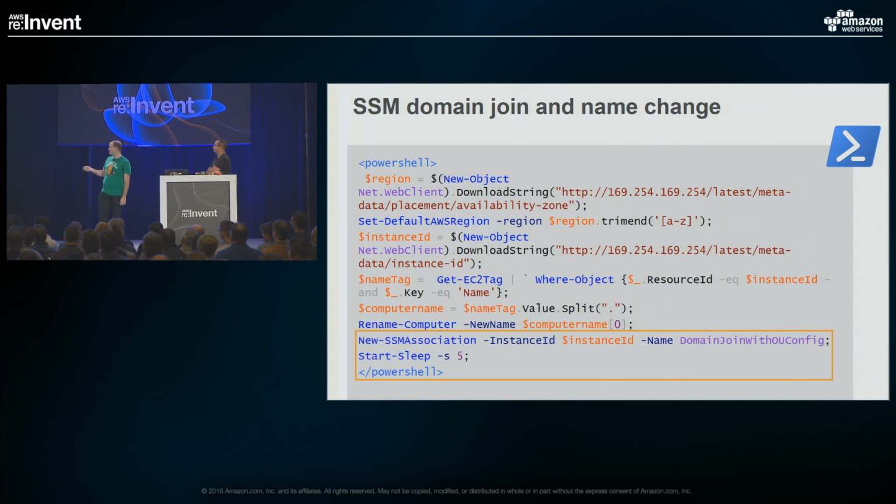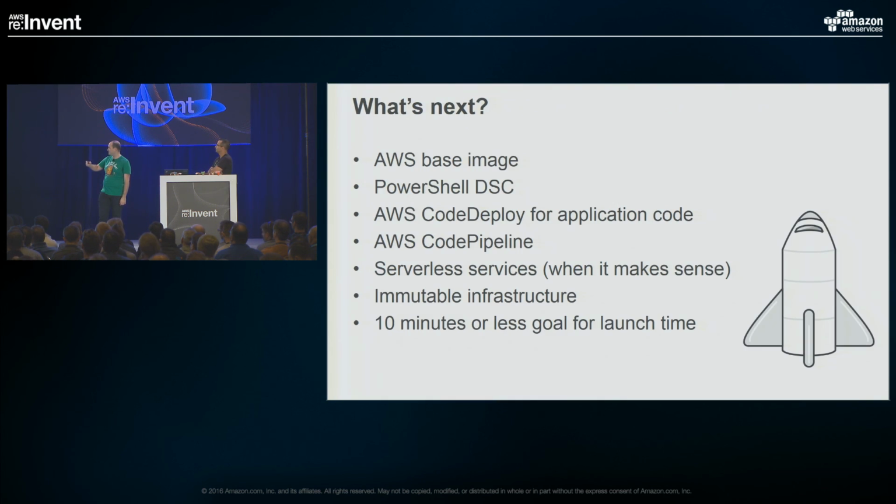I'm starting to run out of time, so I'm going to skip past some of this here. So what's next? This year, we're going to get rid of our custom image, again, for security and speed. We're going to start switching all our code to DSC. The reason is it provides a lot of the framework that we had to build ourselves. It's going to make us faster. We're going to switch our applications to CodeDeploy. We're also going to integrate CodePipeline, which Tom was talking about.